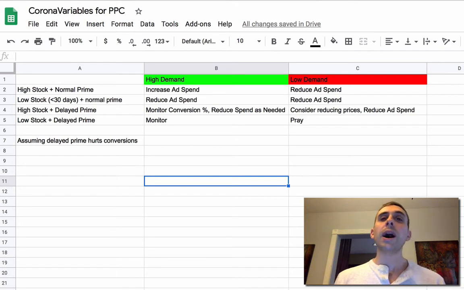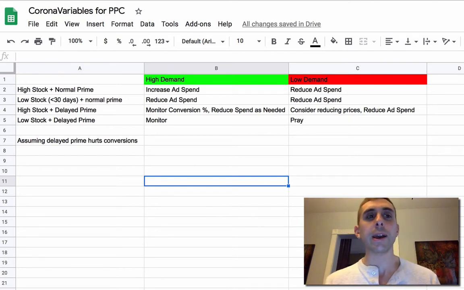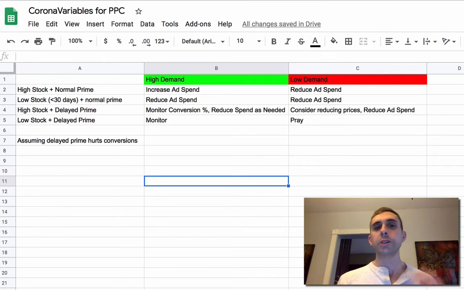Next variable, high stock or low stock. Do you have stock in hand? Do you have plenty of stock in hand, or are you running low on stock? And we have defined low stock as less than 30 days in stock. Okay, guys? So that's the second variable.